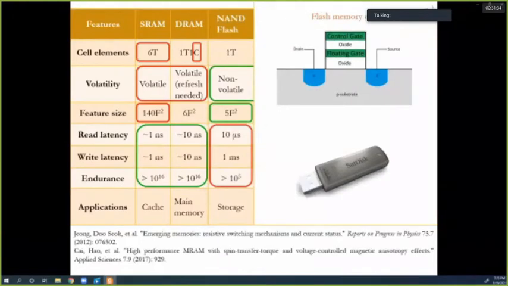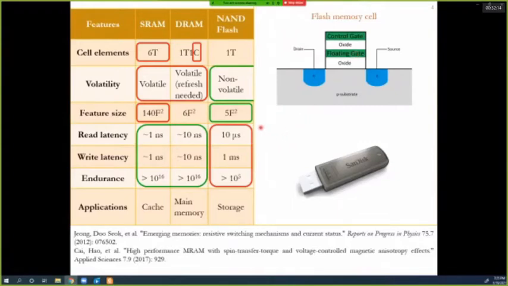Now, if we compare these properties of SRAM and DRAM with another non-volatile current storage solution, the NAND flash, we see that we have some good facilities. The NAND flash is non-volatile, so it's good because we can retain the stored data even when the power is turned off. It is also much more scalable. Here the feature size is 5F square, and it is also easy to fabricate because the flash cell basically looks like a transistor with a floating gate, so it's much easier and low cost fabrication.